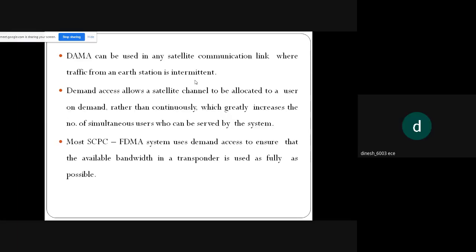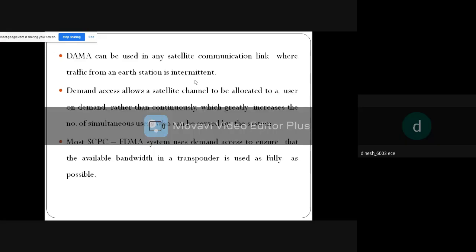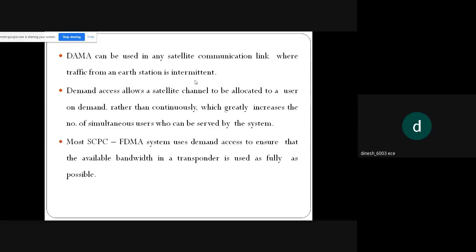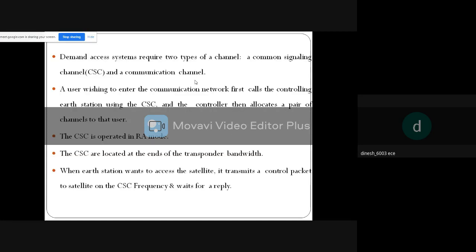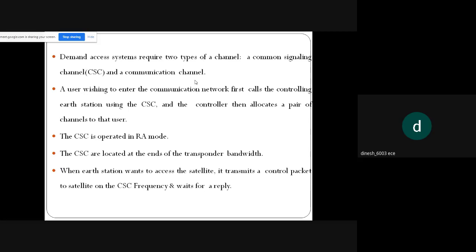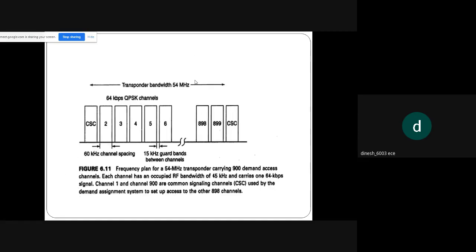Most SCPC, or single carrier per channel systems, using FDMA use demand access to ensure that the available bandwidth in the transponder is used as fully as possible. Depending upon the requirement of the user, the FDMA system using single carrier per channel uses this DAMA. As already said, the DAMA requires two types of channel: one is the common signaling channel, and another is the communication channel. So this is the diagram of that.